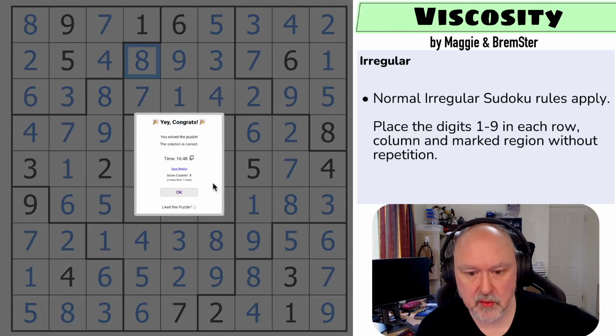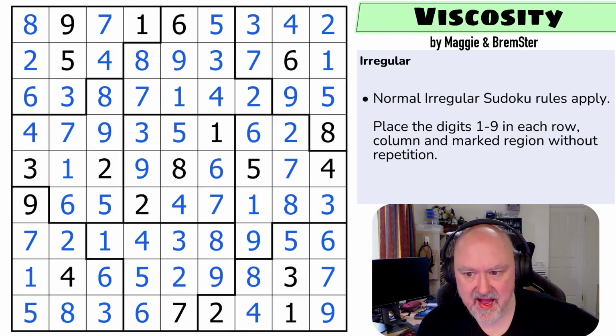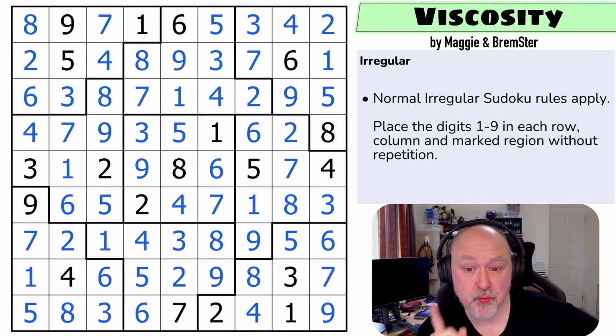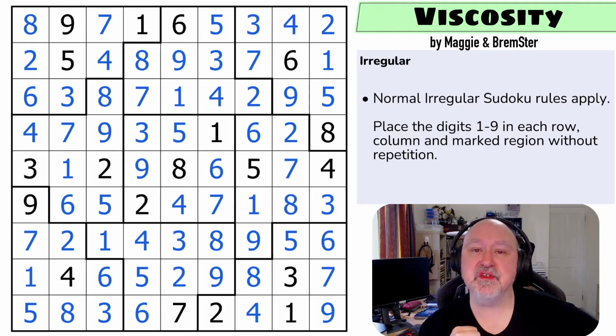That was really cool. The ending on that had a sting to it. That had a really nice sting on the end, and it was just a scanning issue, but I really liked the way that the irregular worked. It's a very, very nice irregular grid just to teach some basic irregular concepts, which is the point of a Sudokétude. Thank you, Maggie, for the puzzle.